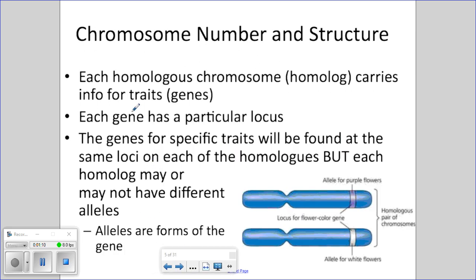With those homologous chromosomes, each homologous chromosome will carry information for those traits or for those genes. And just recall that each gene has a particular locus. The genes for specific traits will be found at the same loci on each of the homologs, but each homolog may or may not have different alleles. And just recall that alleles are variations of those genes.